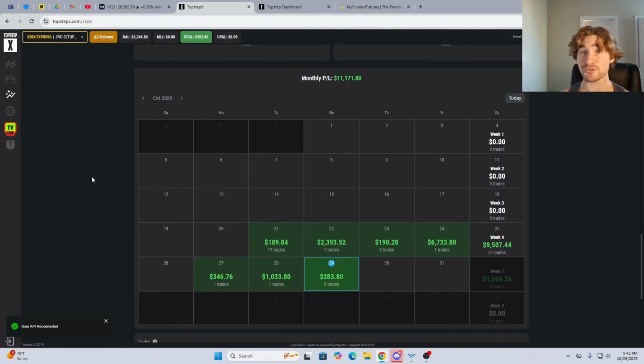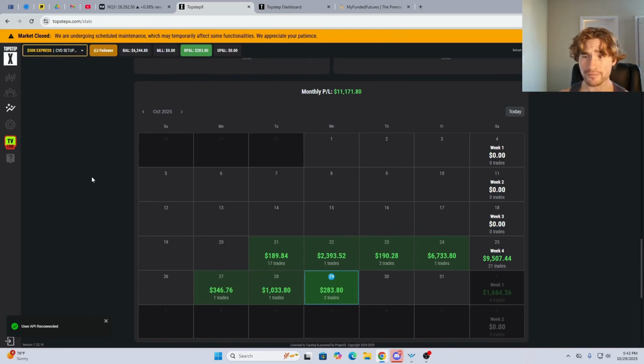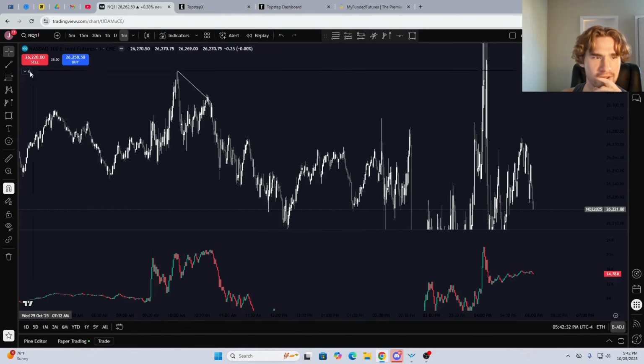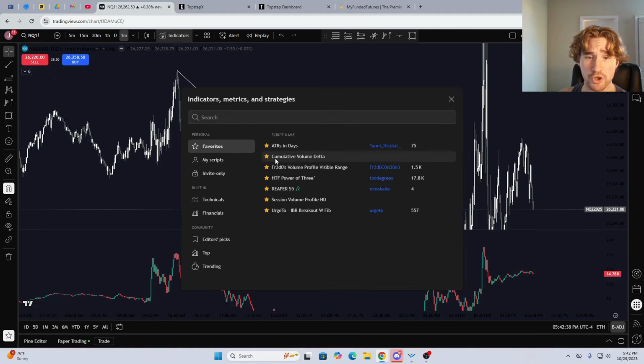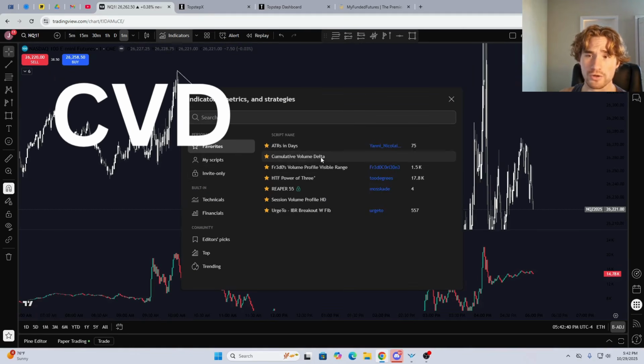This indicator allows you to top and bottom tick the highs and the lows of New York session, Asia session, and probably London too. I don't know. I don't trade London. I'm in REM sleep, but let's go ahead and check it out. I've actually turned off all the other indicators. That way we can just focus on this one. And the indicator I'm talking about is cumulative volume delta, or CVD.